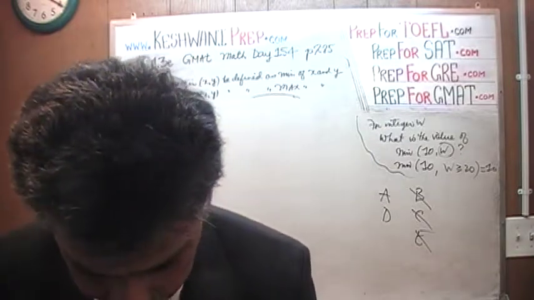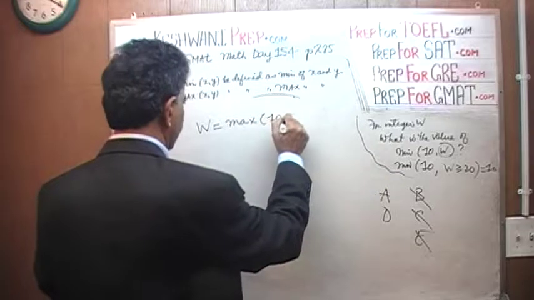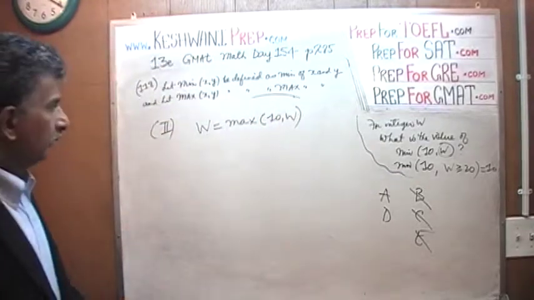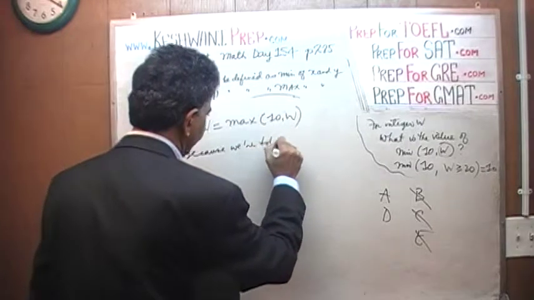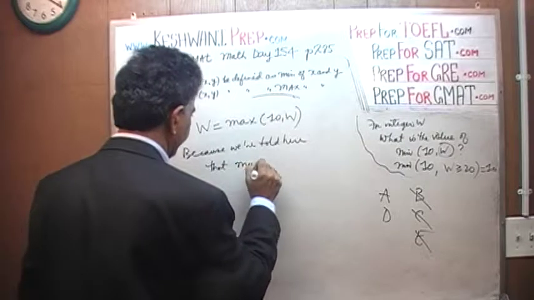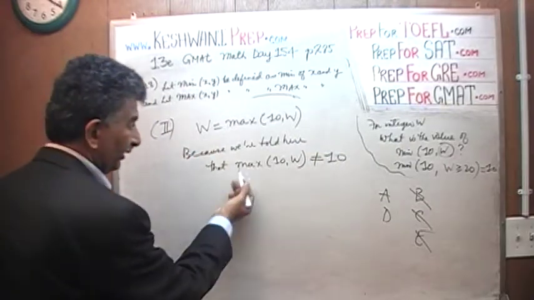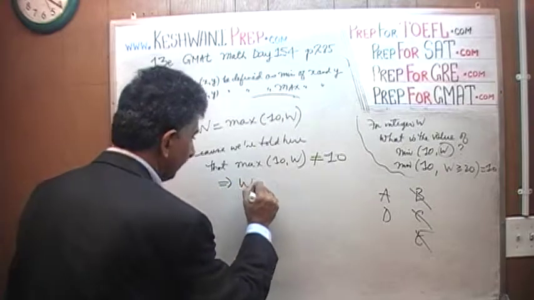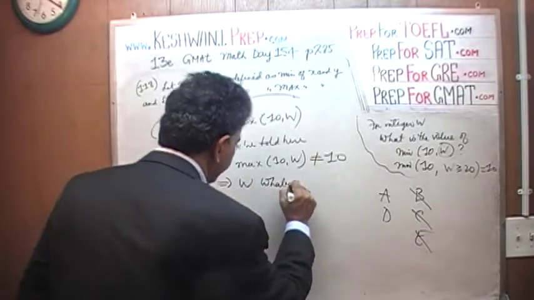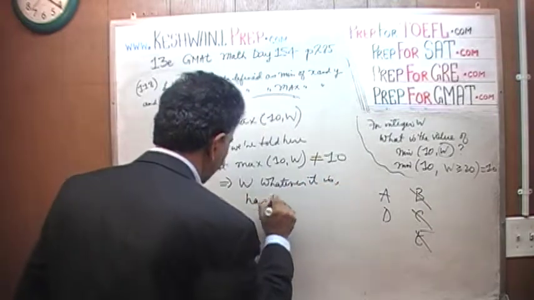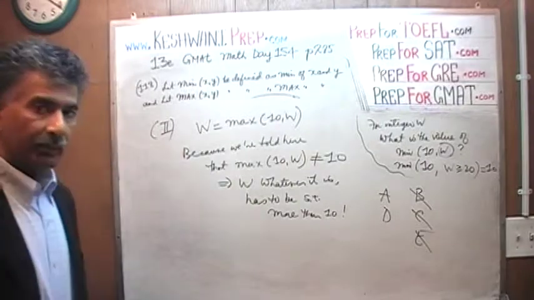In the second statement, they tell us that W equals the maximum of 10 and W. Because we are told here that the maximum of 10 and W does not equal 10, we are told it equals W, it doesn't equal 10, that implies again that W, whatever it is, has to be something more than 10.